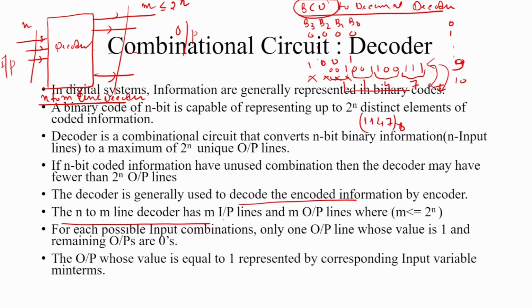The n to m line decoder has n input lines and m output lines, and for each possible input combination only one output line has the value 1 and the remaining outputs are 0. This is the important point here: for each possible input combination only one particular output line is 1 and the rest are 0. This means for each input minterm only one particular output line is active, the rest are non-active.